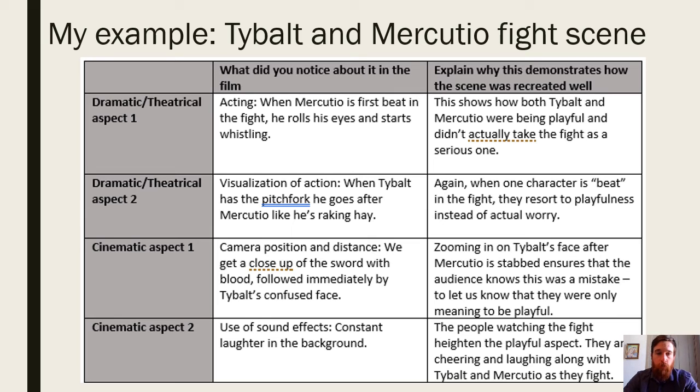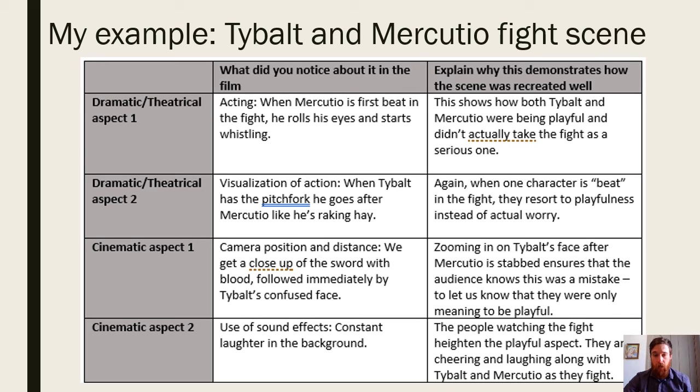So for Tybalt and Mercutio's fight scene, for the dramatic or theatrical aspect, the first one I said was the acting. So when Mercutio's first beat in the fight, he rolls his eyes and starts whistling. And again, I'm looking for that playfulness. So on the right, I talk about how that choice kind of emphasizes the playfulness. The second part that I see, visualization of the action. When Tybalt has the pitchfork, he's going after Mercutio like he's raking hay. Again, that interaction between the characters showing a little bit of playfulness.